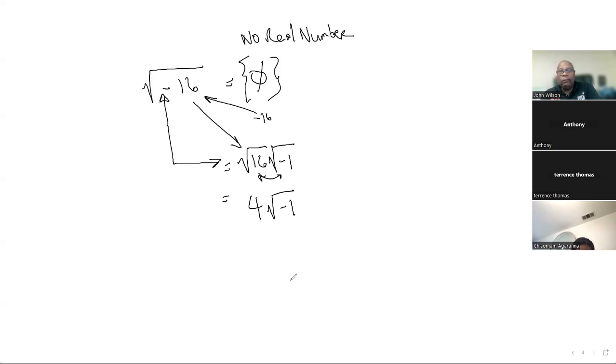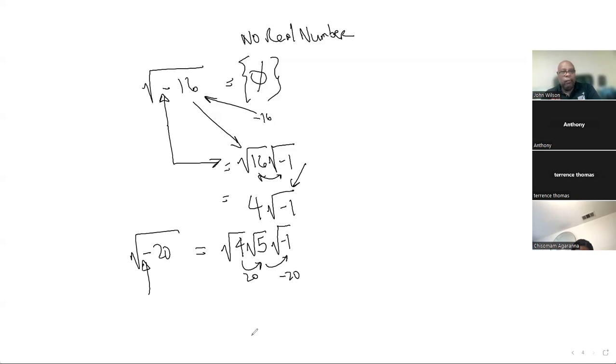Now, let me do another one. Square root of negative 20. Well, let's break that up into parts. Again, you got to deal with that negative. This means you're going to have the square root of negative 1 in there. Okay, we have the square root of 4 times the square root of 5, which is the real part. And then you have the square root of negative 1. 4 times 5 is 20. 20 times negative 1 is minus 20. Okay, which is what we're dealing with.